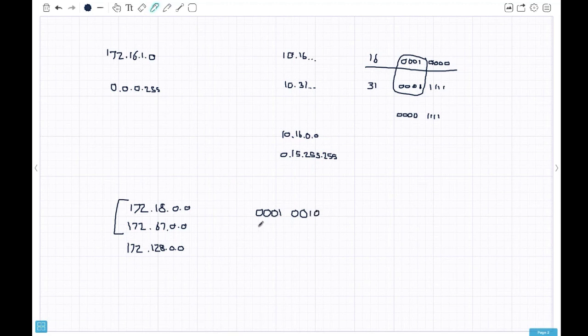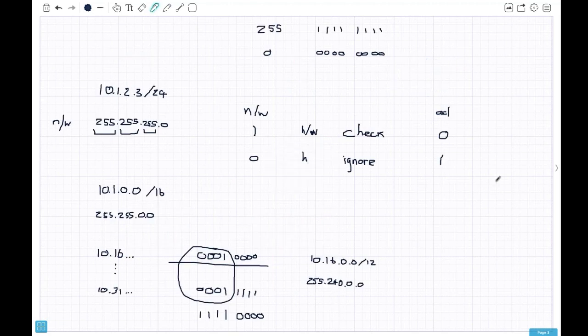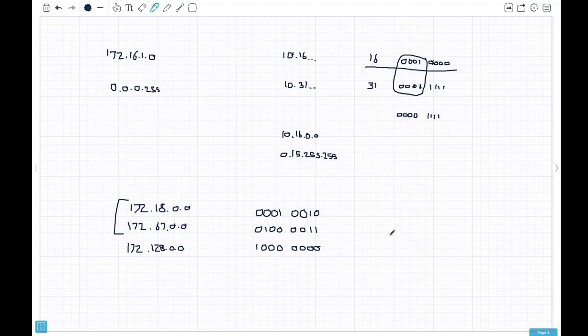What's 67? Not looking good. What's 128? And it's very important to master this. You have to be able to do the binary conversion. Now, doing the skills that we've used so far, it doesn't look like there's much hope. But if we look a little bit deeper, we see something very important.